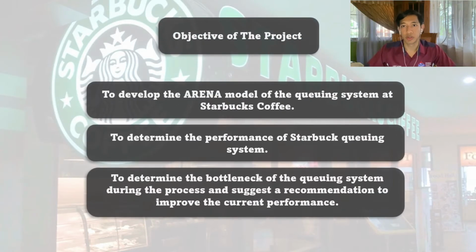Basically, there are three main objectives of this project. First, to develop the Arena model or the queuing system. Second, to determine the performance of the Starbucks queuing system. And the last objective is to determine the bottleneck of the queuing system and suggest recommendations.